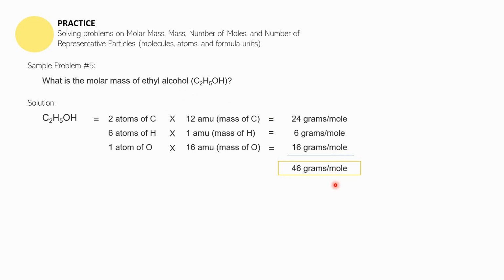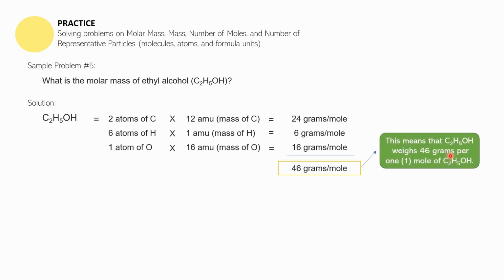Okay, I hope I made myself clear. Okay, that's 1 mole of ethyl alcohol. So question, gaano kabigat ang 2 moles of ethyl alcohol? Okay, that will be 92 grams. Very good. Okay, 92 grams. You just multiply this by 2. That is 92 grams per 2 moles of ethyl alcohol. So this means again that. So I just did the explanation right there.